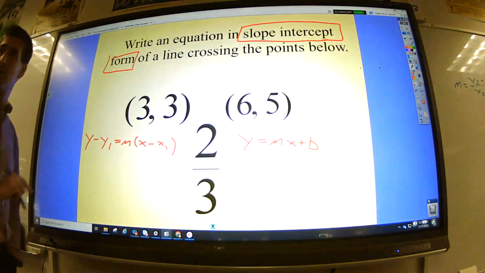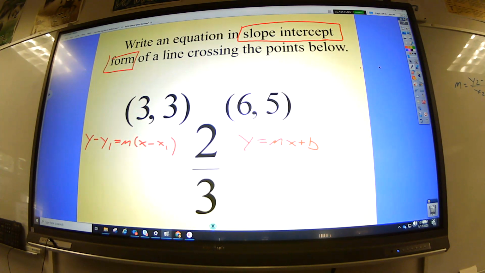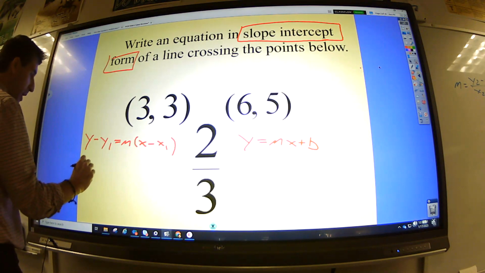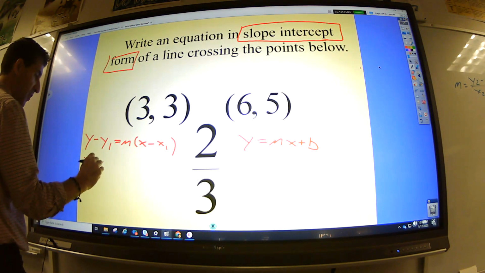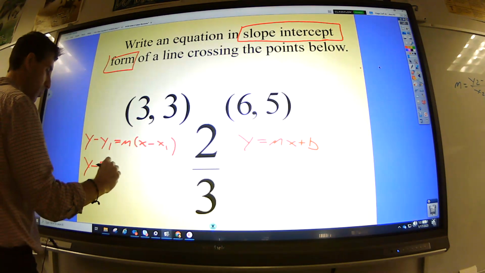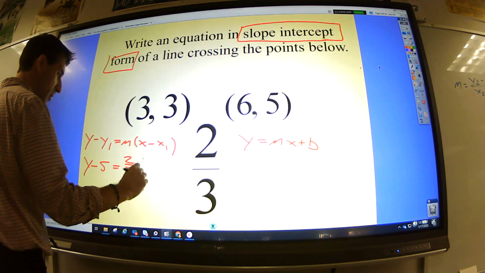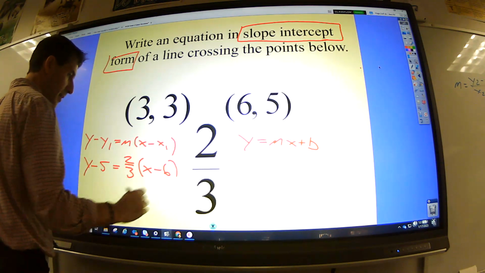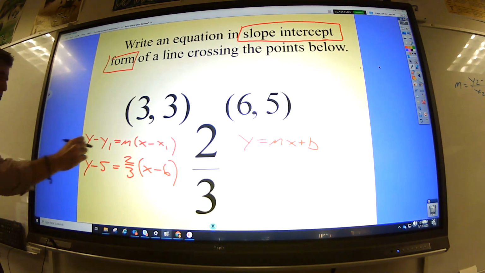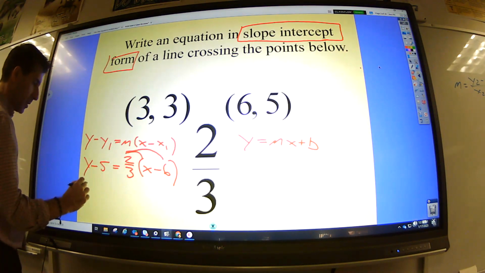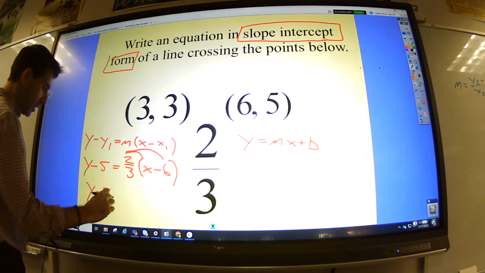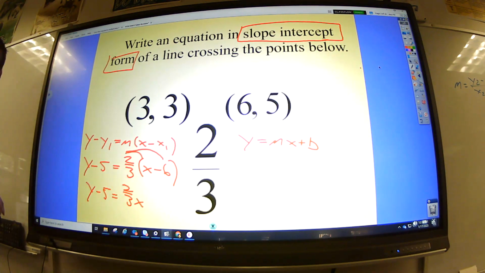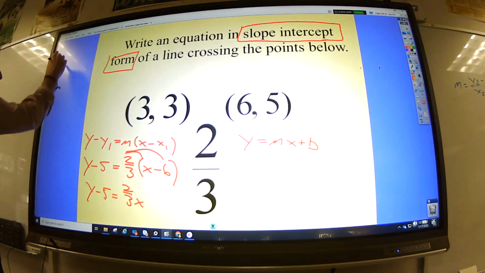So which point do you guys want? Someone yell it out. I'll pick any point. Second one, 6, 5. Boom. Y minus 5 equals 2/3 times x minus 6. Now, we use the distributive property. Y minus 5 equals 2/3 times x. How the heck do you multiply 2/3 times negative 6?